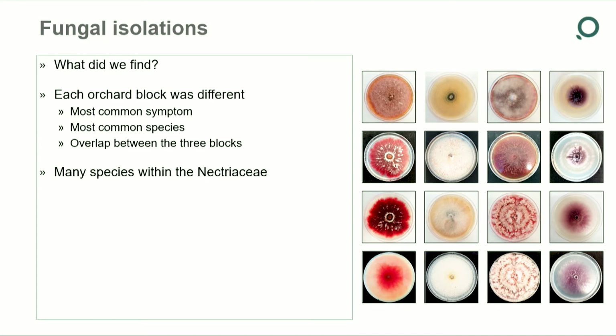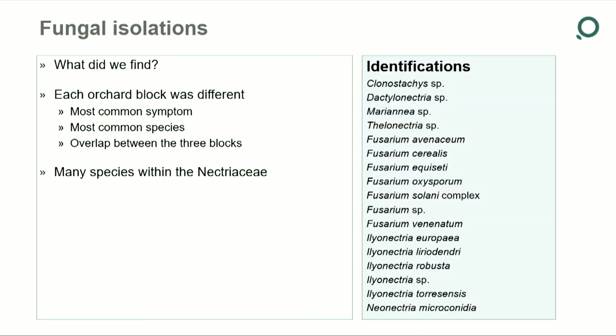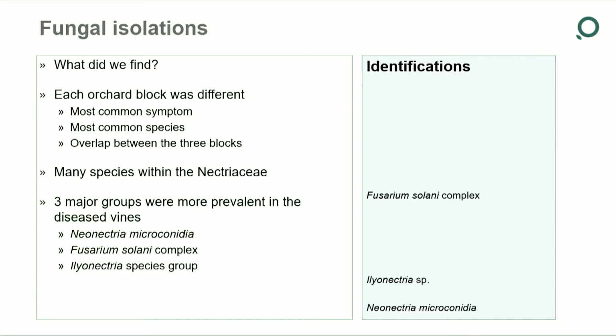So we found there were many species within the Nectriaceae in these 3 orchards. We've got a great big list of different things there, a lot of Fusarium, Ilyonectria, Neonectria, and so forth. But 3 major groups were more prevalent in those diseased vines, and that was Neonectria microconidia, the Fusarium solani complex, and the Ilyonectria species group.